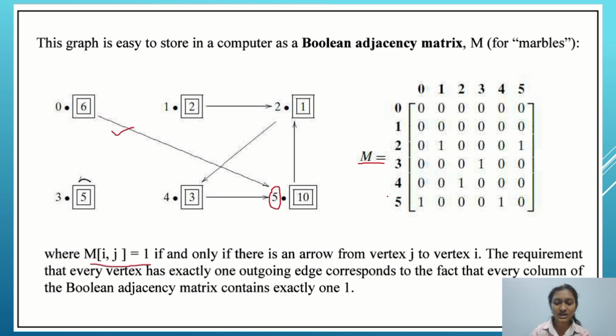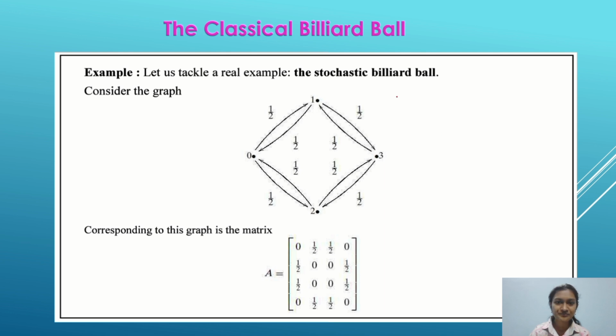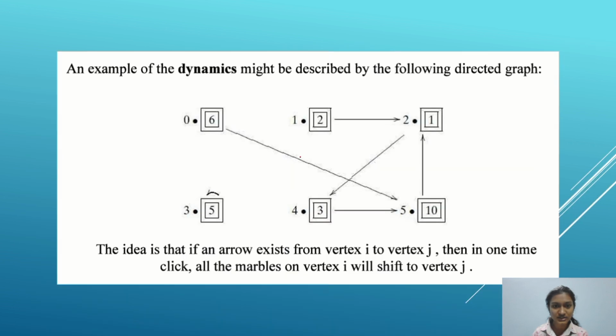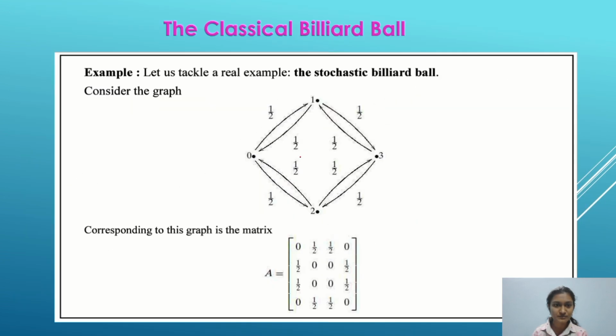Then let us move to our main topic, that is the classical billiard ball. Now here we are shifting and modifying our previous case. Here we have 27 marbles. Let us modify our previous case, which dealt with a bunch of marbles. Instead, we'll now consider a single particle or a single ball, the billiard ball. Now here we will assume that our billiard ball's initial state is at the 0th vertex or 0th index.